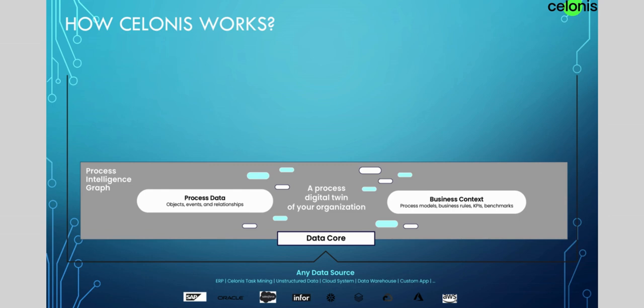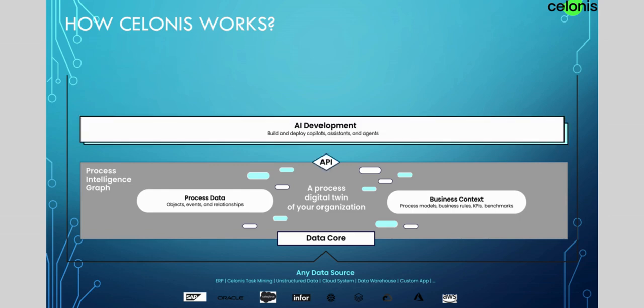On top of the Process Intelligence Graph, Celonis exposes everything through APIs. This makes the data and insights reusable, inside the platform and beyond. Celonis also uses AI-driven capabilities on top of this foundation. These help guide analysis, highlight patterns, surface deviations, and support root cause exploration.